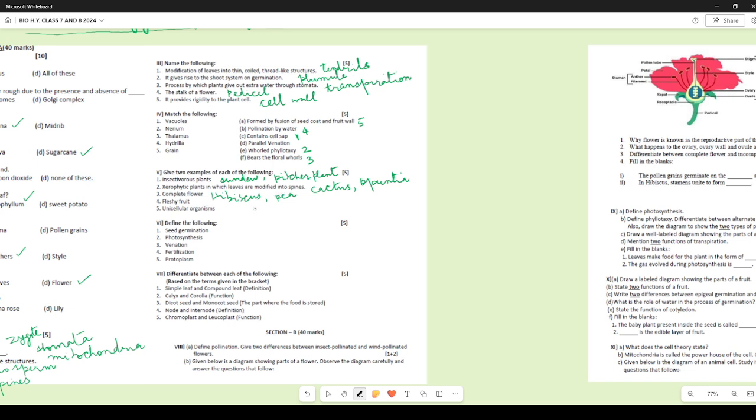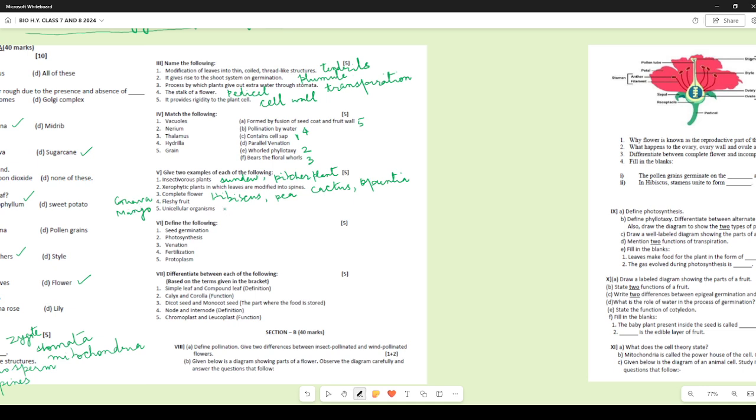Fleshy fruit. Give two examples of fleshy fruit. So it can be guava, mango. Any type of berries you can add. Brinjal, tomato, all of them are fleshy fruits.